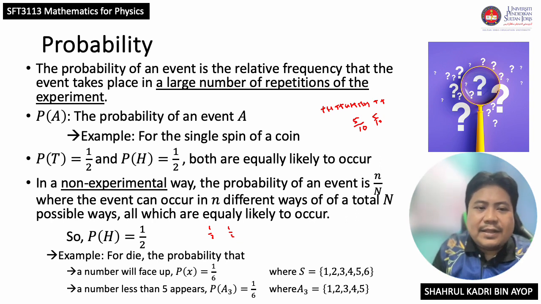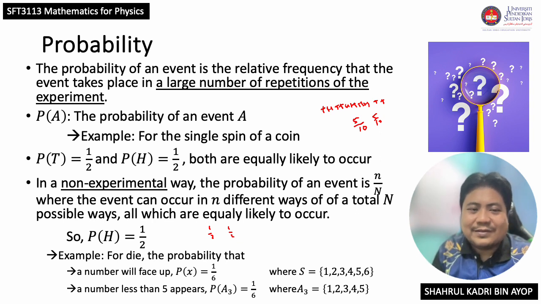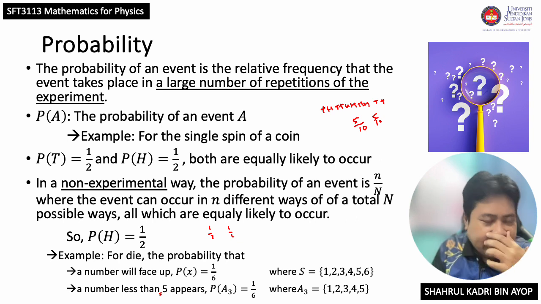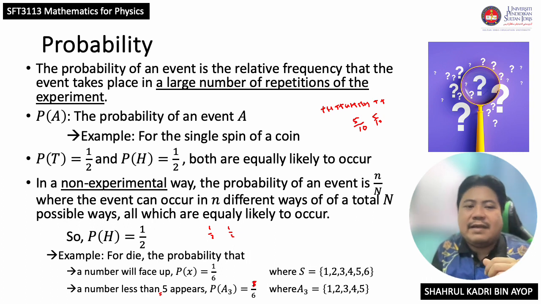Alright, so for example, you have a die. The probability that any given number will face up is 1 over 6, of course. And then the probability that a number less than or equal to 5 can appear is 1, 2, 3, 4, 5. So this is 5. So it is not 1 over 6, it is 5 over 6.